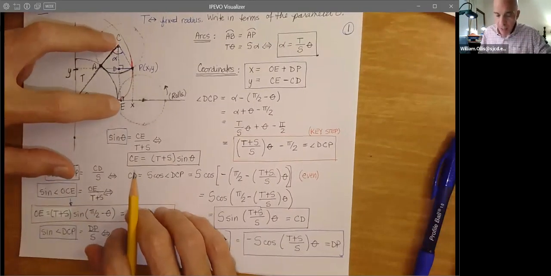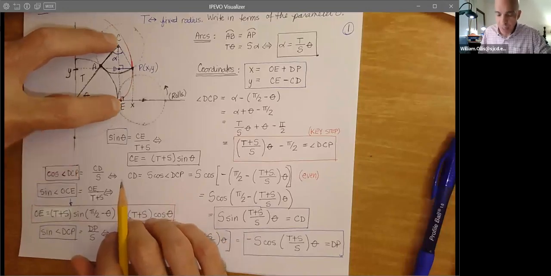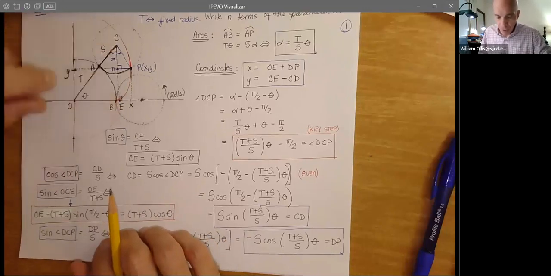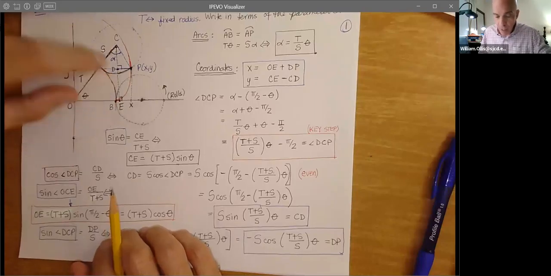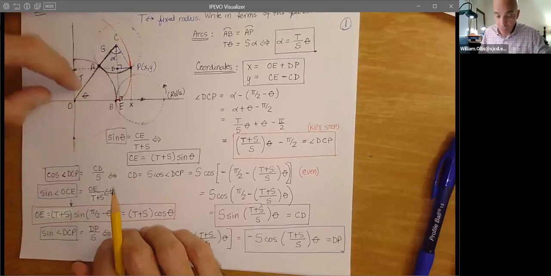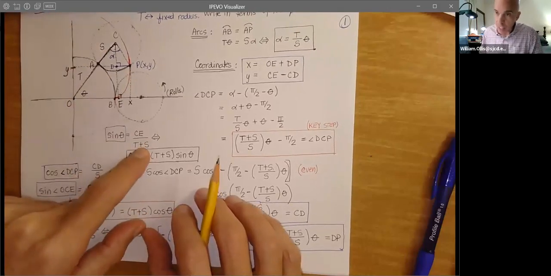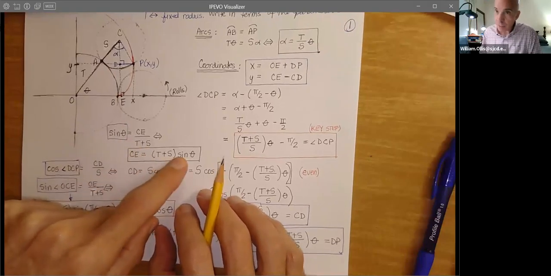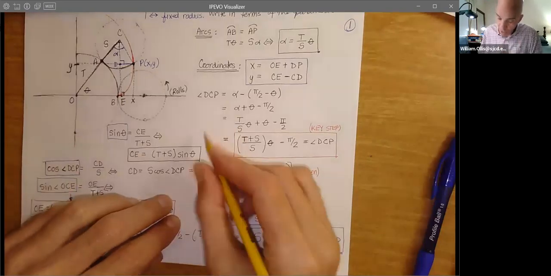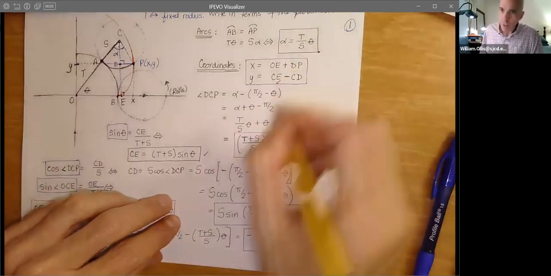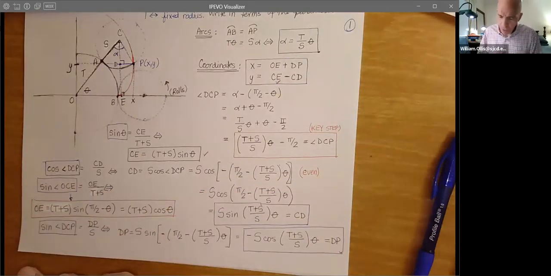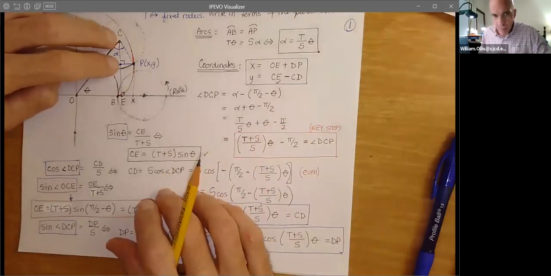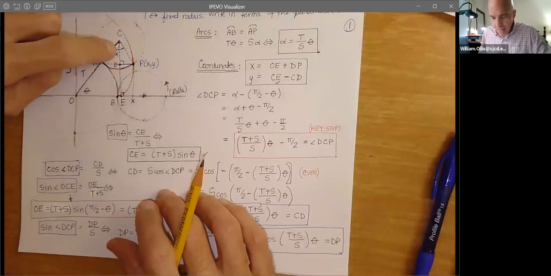Now, we just want to go through all of these and figure out what they are. Some are real, real simple. Now, notice here, CE is one of them. So we're just going to check them all. Let's find where CE is. CE, ladies and gentlemen, is this opposite side of theta in the big triangle. So we'll do sine theta is opposite over hypotenuse. The hypotenuse here is T plus S. So we have CE divided by T plus S. So CE cross multiply is just T plus S times sine theta. That was the easy one. So check.